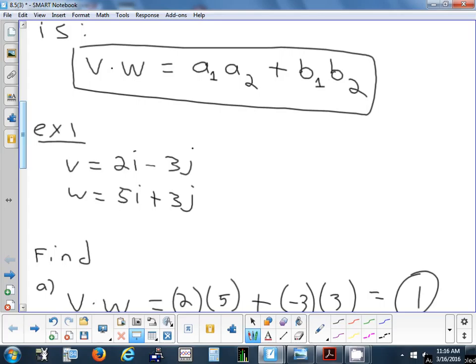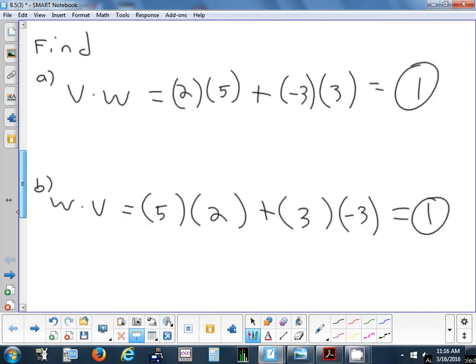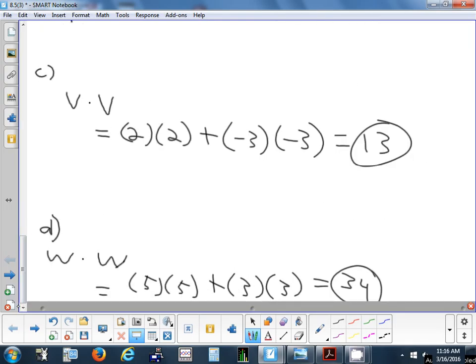Why would we? When we want to find magnitude, right? So dotting a vector with itself is almost like finding a magnitude, except you're not taking a what? You're not doing the square root. Okay? So the length of v would actually be the square root of 13. Length of w would be the square root of 34. Okay?